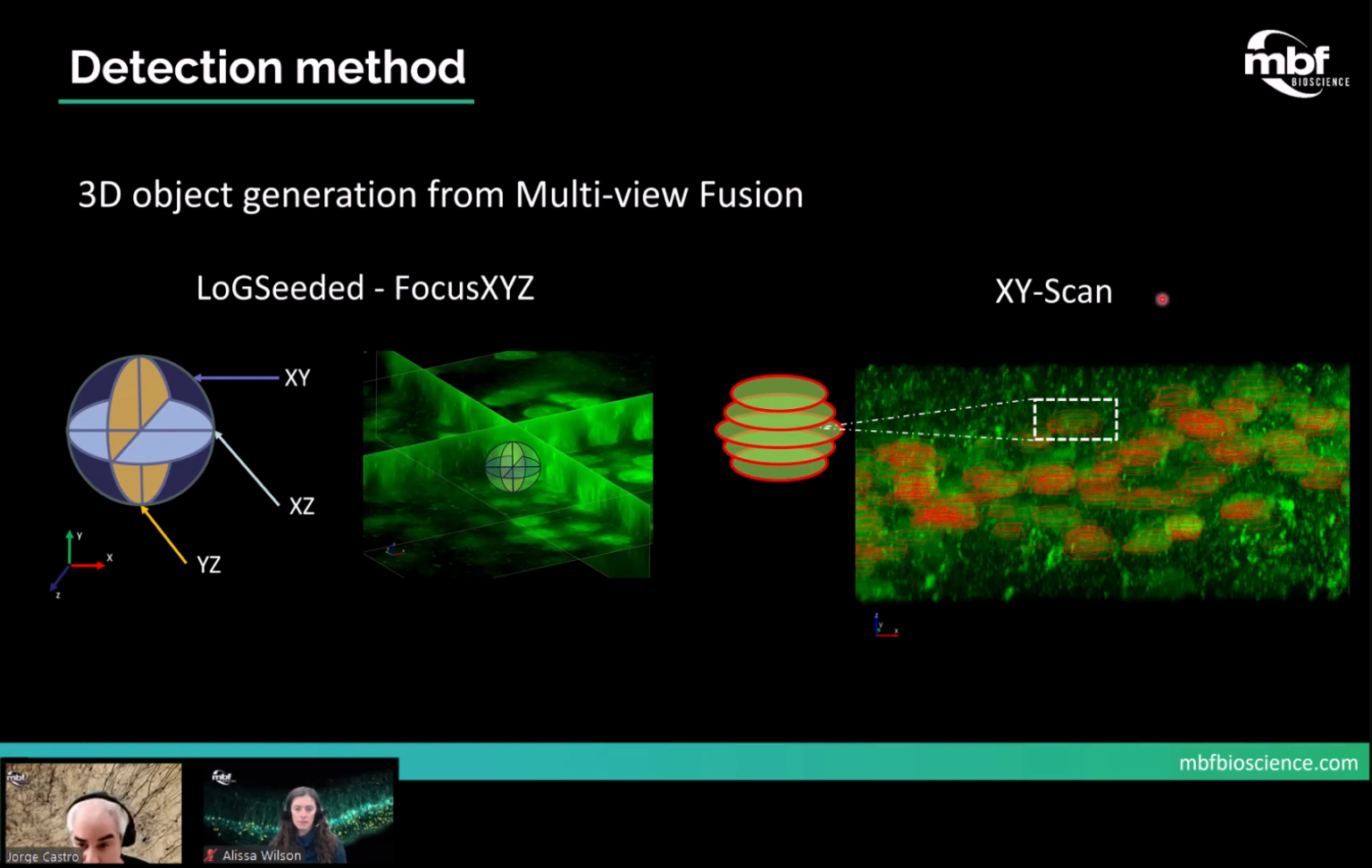The second method is the XY scan, which creates 3D objects by using clustering techniques of individual detected XY focal planes. It is more flexible than the LOG seeded because it's not so sensitive to out-of-focus illumination. So it can be used for confocal and wide field imaging, but it's slower and it's also less accurate to determine the Z position of centroids.